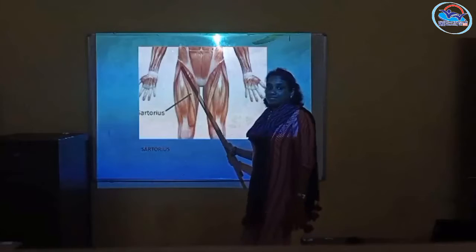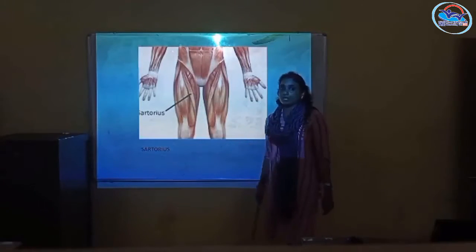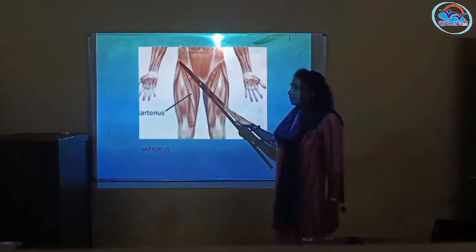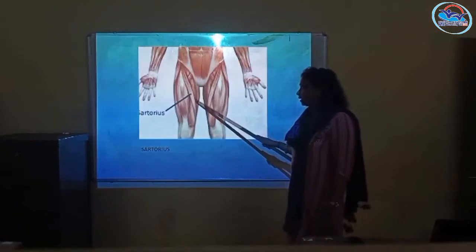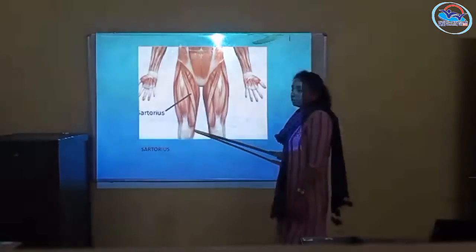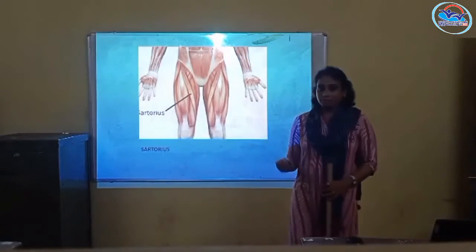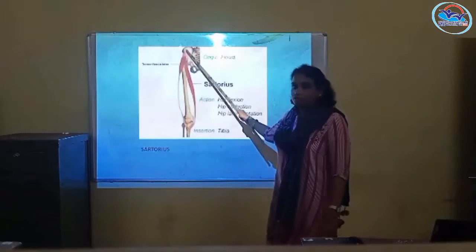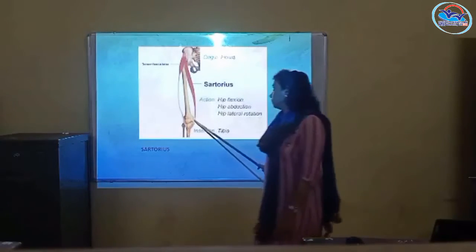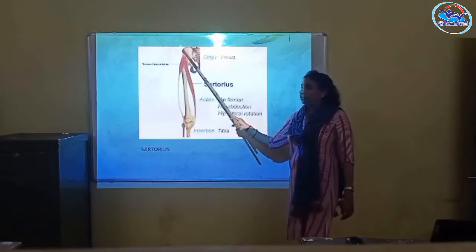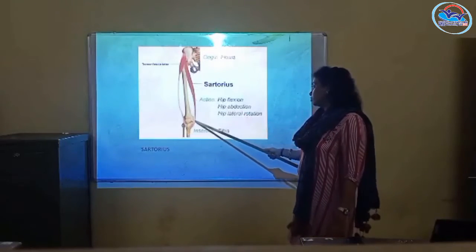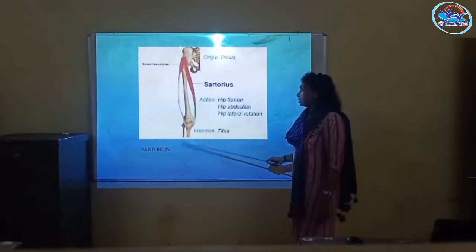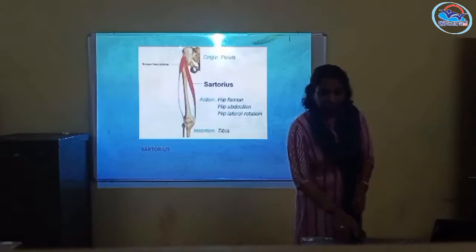And this one is sartorius. Sartorius is the longest muscle in human body. From the hip it starts and it goes diagonally and it is attached to the tibia bone. It's the longest muscle, sartorius. This is the point of origin and this is the point of insertion. Point of origin is pelvic bone and the insertion is in the tibia bone. Sartorius, the longest muscle in human body.